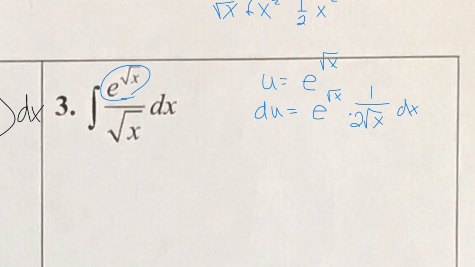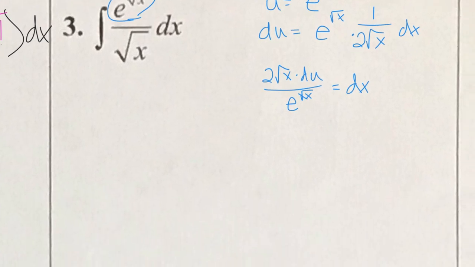dx. Okay, so when we take the derivative of e to the root x, that is e to the root x times 1 over 2 root x, because we have to take the derivative of your power, which happens to be this. Okay, so now when we solve this thing for dx, I get 2 root x du over e to the root x, right? So that is my dx when I'm going to come over here and substitute.